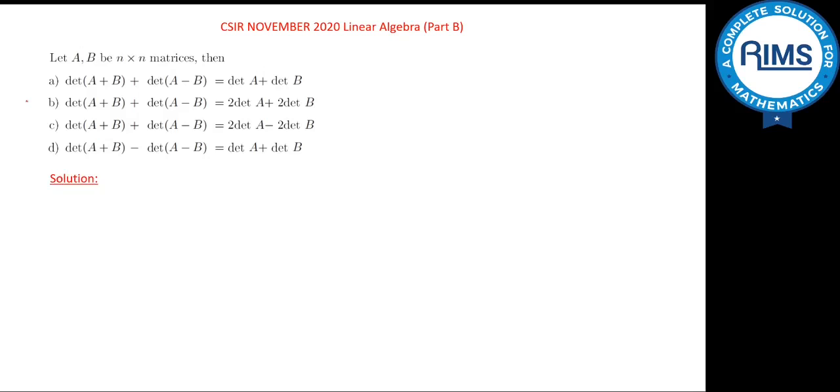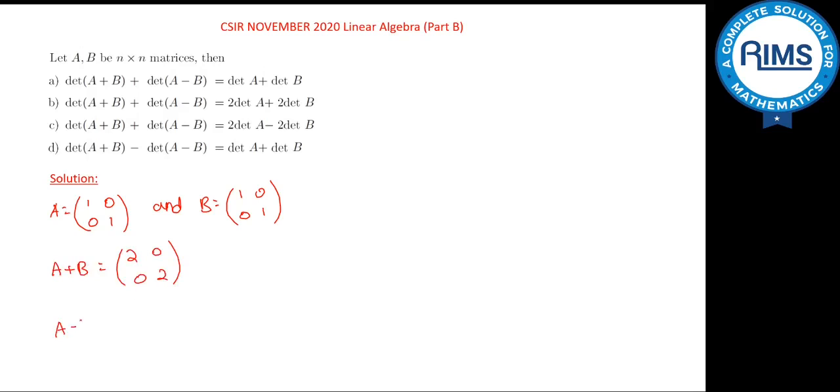For that, I choose capital A equal to the 2 by 2 identity matrix, that is 1 0 0 1, and capital B is also the 2 by 2 identity matrix, that is 1 0 0 1. Then what is A plus B? A plus B equal to 2 0 0 2, and A minus B is the 0 matrix, that is 0 0 0 0.